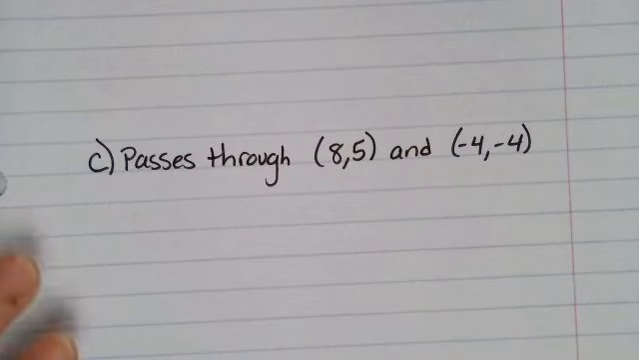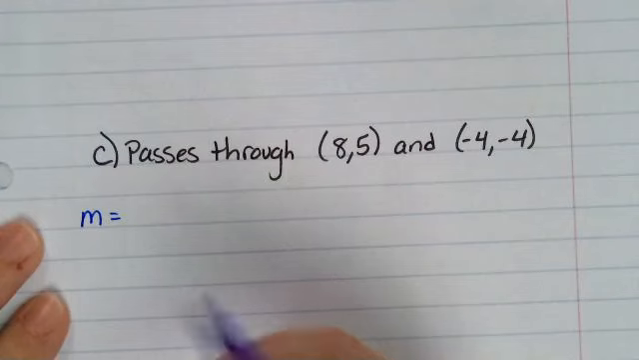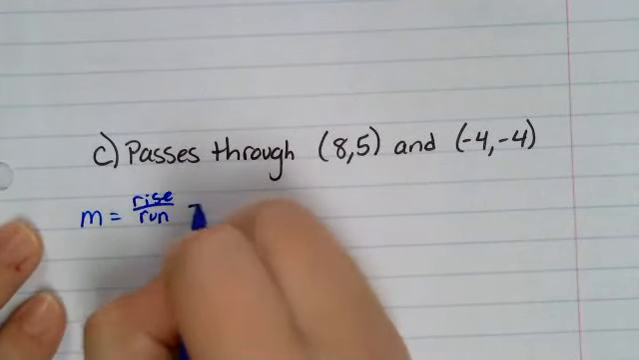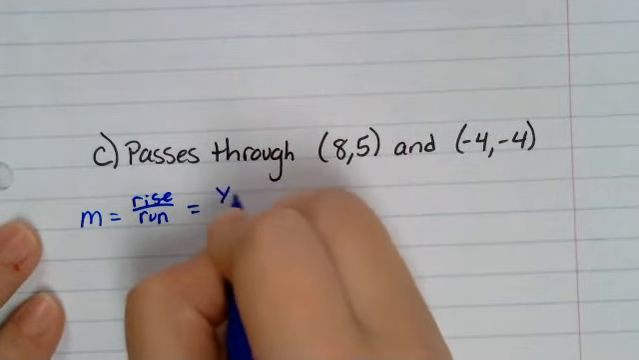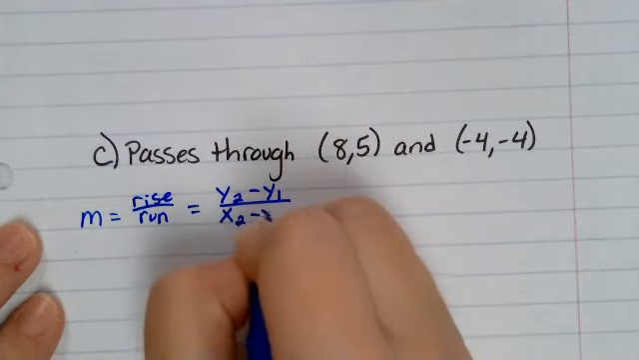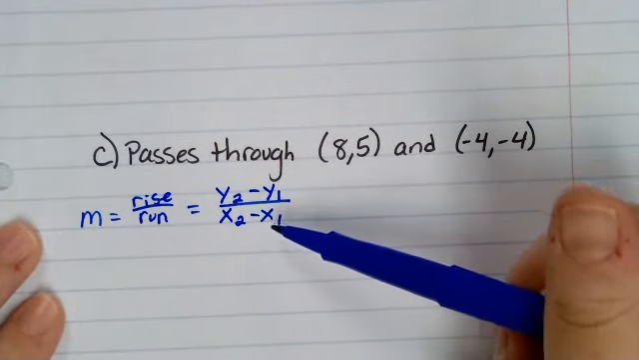So if you don't remember how to find your slope, we can use the slope formula, all right? That is your rise over run, right? You might have heard it that way. But it's also important that you understand the formula, where it is y2 minus y1 over x2 minus x1. It is the change in y over your change in x.